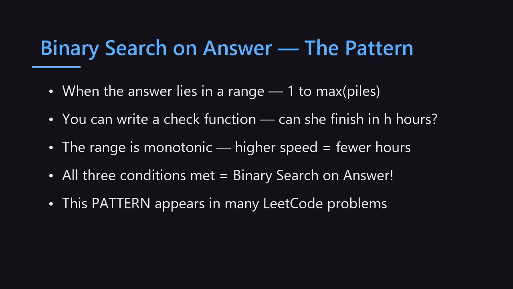This is the pattern, binary search on answer. It applies when your answer lies within a known range. Here it's 1 to max pile value. You can write a function that checks whether a given speed is valid or not. And the relationship is monotonic. If speed 5 works, then speed 6 definitely works too. When these 3 conditions are met, you run binary search on the answer space instead of the array. This pattern shows up in tons of problems. Learn it once, apply it everywhere.